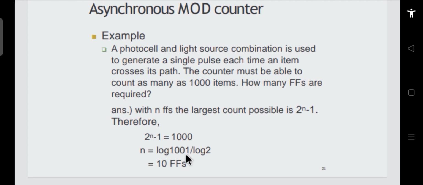Now if you solve it, the number of flip-flops required to count the items up to 1000 will be 10 flip-flops. This is how you solve it. It is very simple, not difficult. With this we complete our asynchronous counters, and we saw some types of numericals, also various types of asynchronous mod counters, and the problems which come in asynchronous counters and how we should be careful about them.